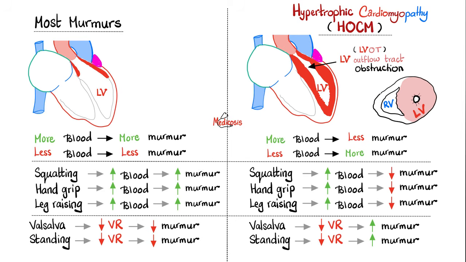Next, let me stand up suddenly. What's going to happen? Blood is going to pool in my legs. Blood is accumulating in my ankles, not in my heart. So the venous return decreases. Less blood equals less murmur. But not here. Less blood equals more murmur.